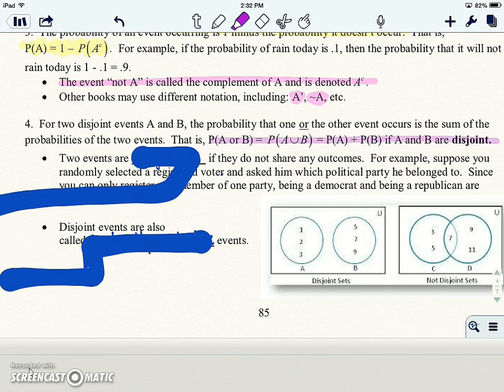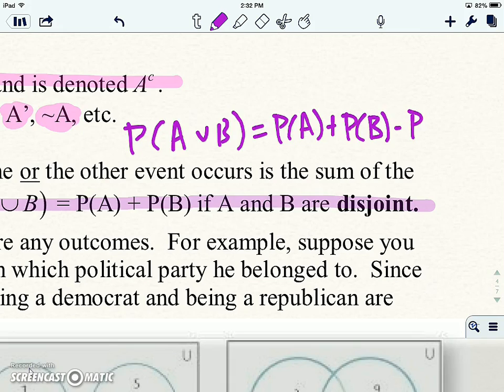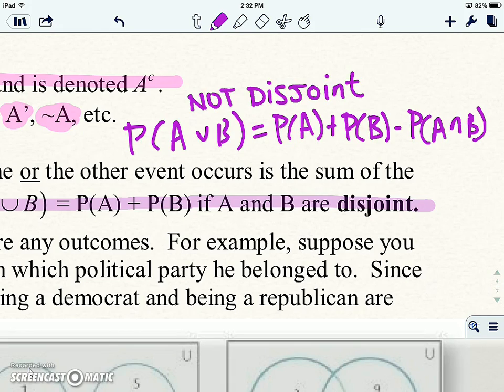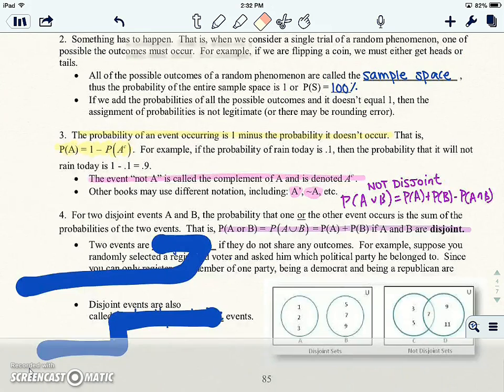If they're not disjoint, we have that the probability of A union B equals the probability of A plus the probability of B minus the probability of the overlap, which we counted twice. So this is not disjoint. And this always works because for disjoint, it would be minusing 0. So this upper formula always works.